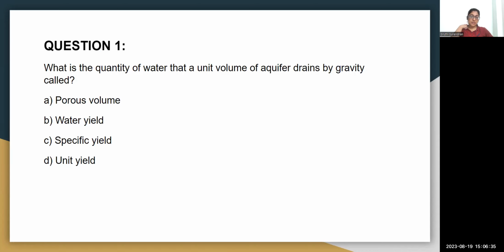So the first question is, what is the quantity of water that a unit volume of aquifer drains by gravity called?